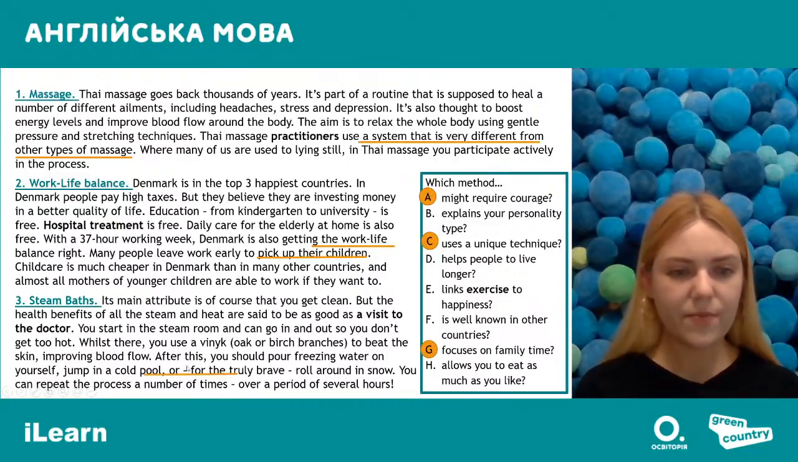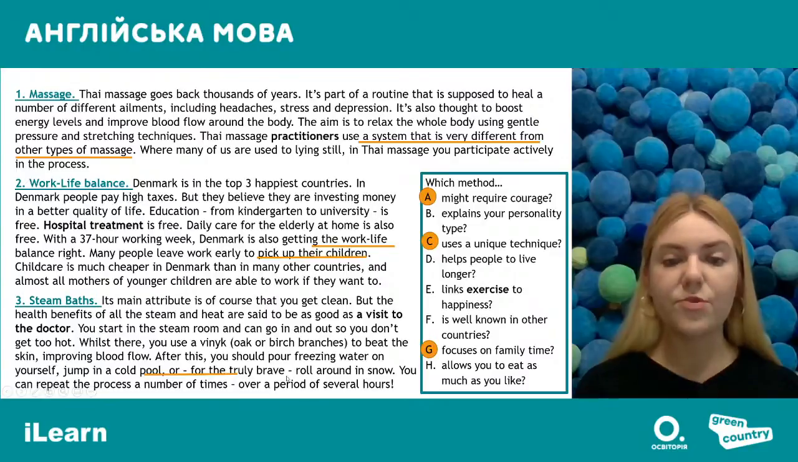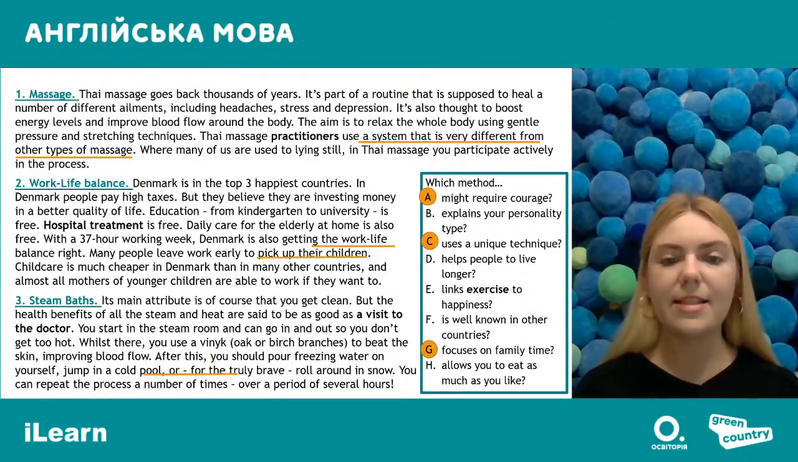And in the text, we see this part. So it's for the truly brave. So it's for the brave people. And brave means that you have courage. Brave, that is the synonym.